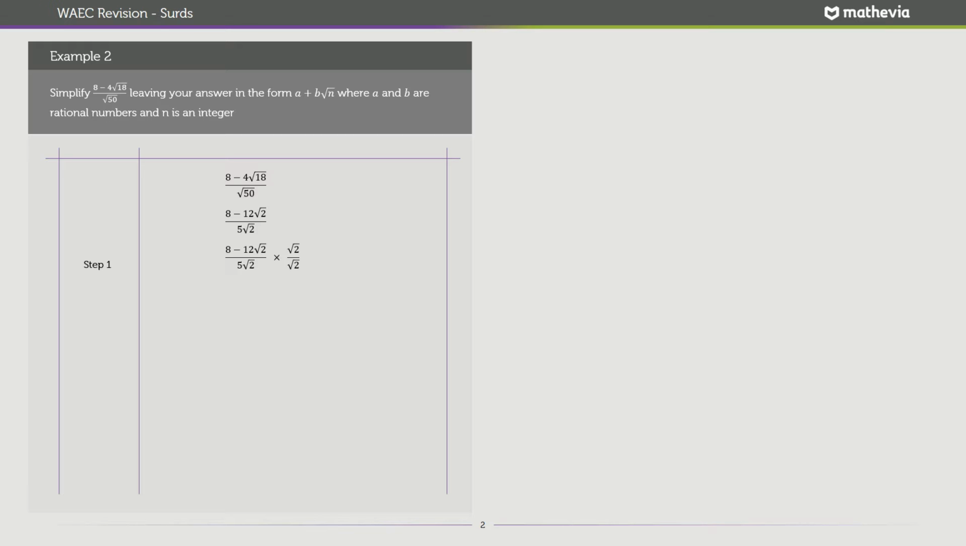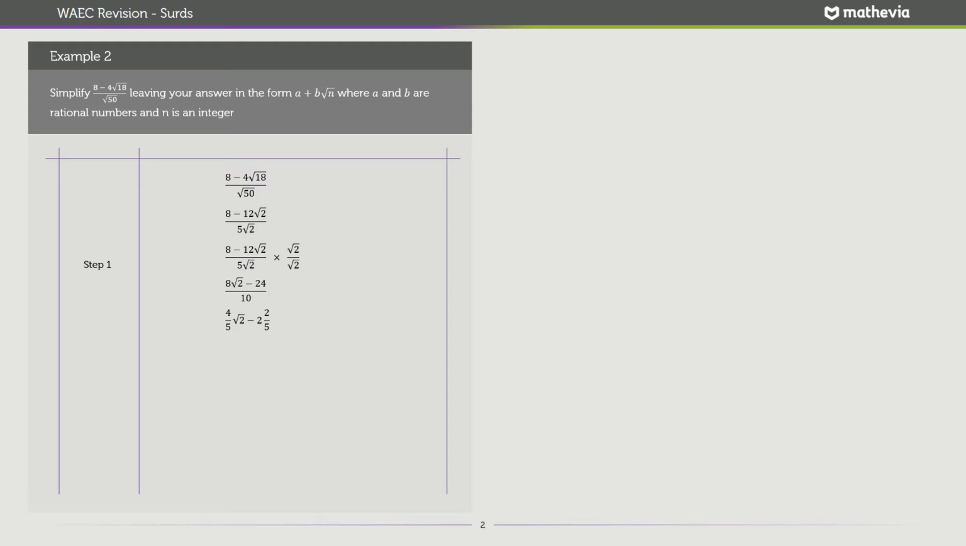In this case, we're rationalizing with root 2, and it does exactly what we want it to. It eliminates the surd at the bottom because root 2 times root 2 gives you 2. And then you have 2 times 5 gives you 10. And then when you multiply the numerator there by root 2, you have 8 times root 2 minus 24. 12 root 2 times root 2 will give you 12 times root 2 times root 2, which is 2, so you have 12 times 2 giving you 24.